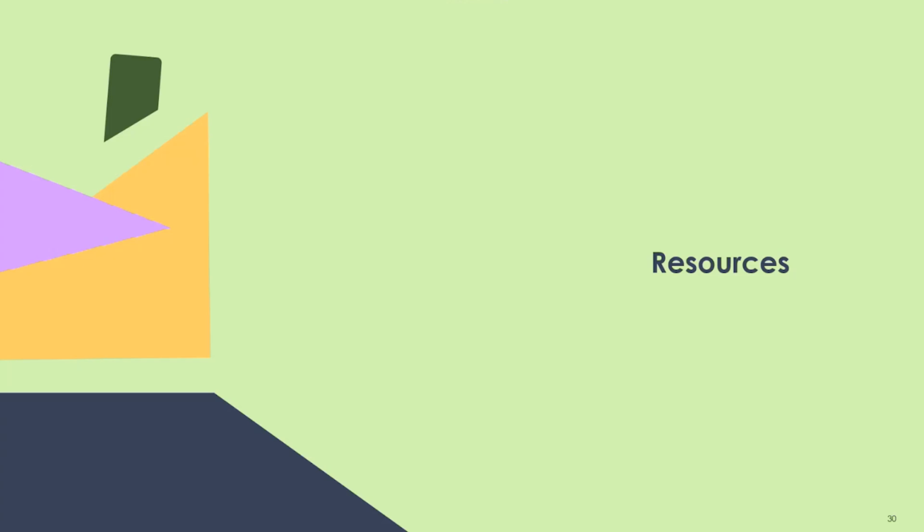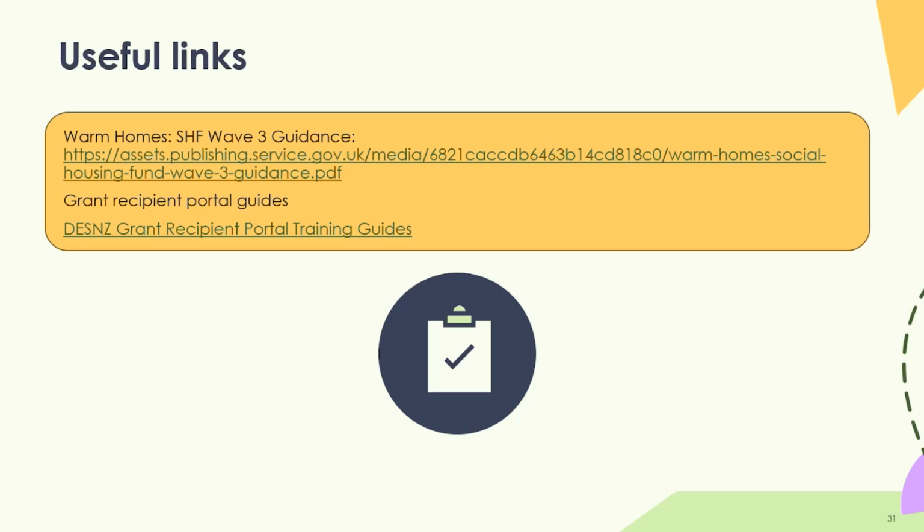So, further resources, some useful links here. Obviously, if you haven't already done so, read through the SHF Wave 3 guidance document just to refresh yourself in terms of what it says, thresholds, cost caps, etc. And then the grant recipient portal guides, which I will link in the chat in a second. They're walkthroughs in terms of how you submit a phase request and numerous other things that you'll be doing in the grant recipient portal.